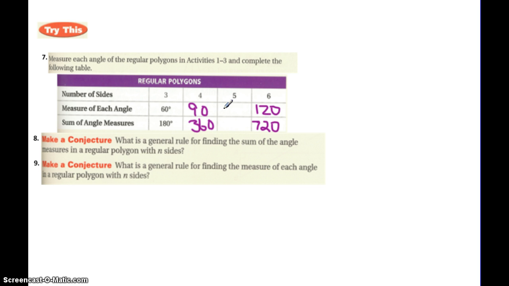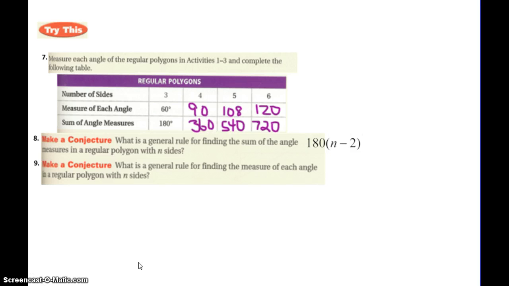In a pentagon, each of the angles of a regular pentagon is 108, and the sum is 540 degrees. So what is the general rule for finding the sum of the angles within sides? Basically, notice it's going up 180 each time. 180, 360, 540, 720. And depending on the number of sides depends on how many degrees it adds up to. So what you would do is 180 times the number of sides minus 2. So 3 minus 2 is 1, times 180 is 180.